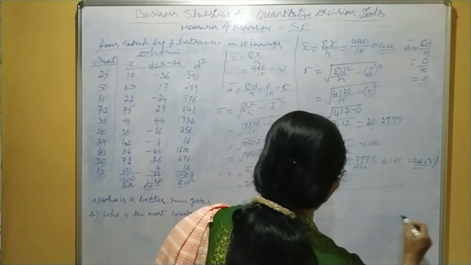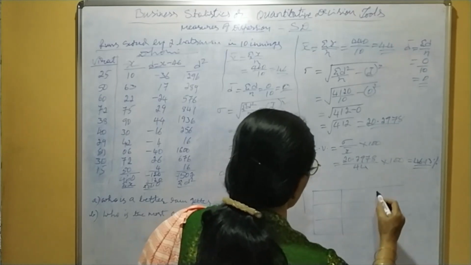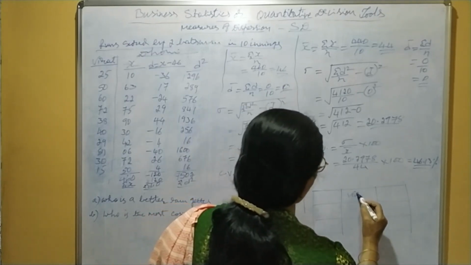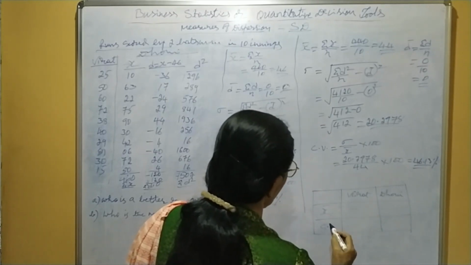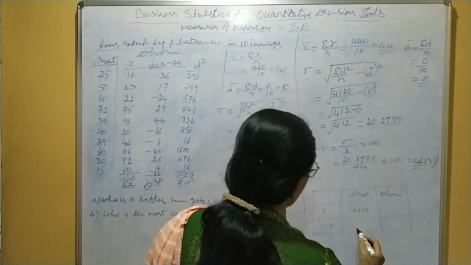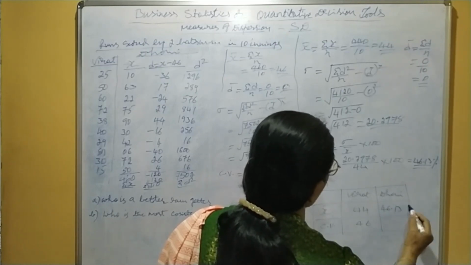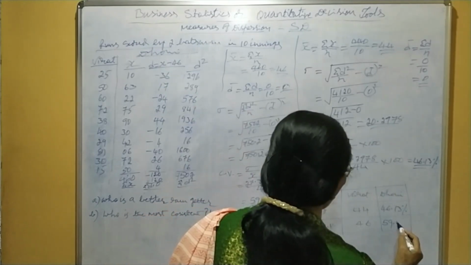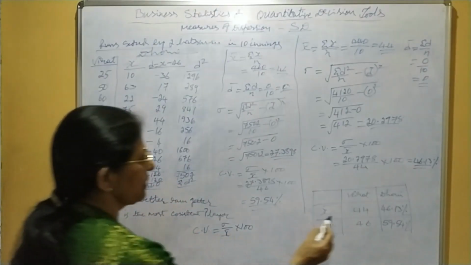Okay. Now you have to answer the questions. The questions are: who is a better run getter and who is the consistent player? Here take Virat, Dhoni. Here take x bar and coefficient of variation. X bar of Virat 44, of Dhoni 46. Coefficient of variation of Virat 46.13%, of Dhoni 59.54%. Now, how to answer the first question?